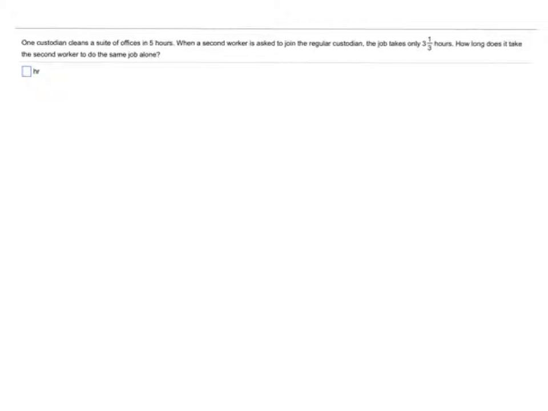One custodian cleans the suite of offices in 5 hours. When a second worker is asked to join the regular custodian, the job only takes 3.5 hours. So how long does it take the second worker to do the same job alone?